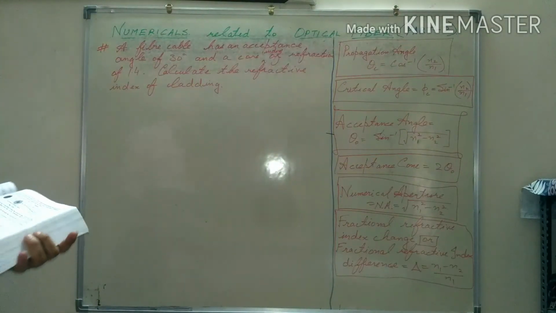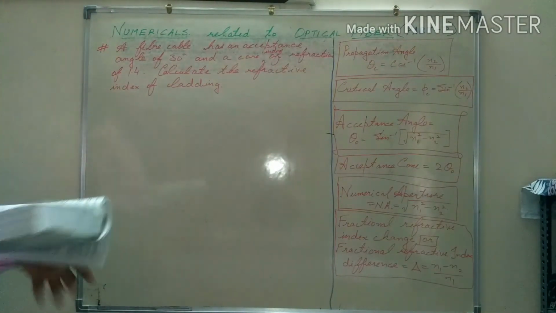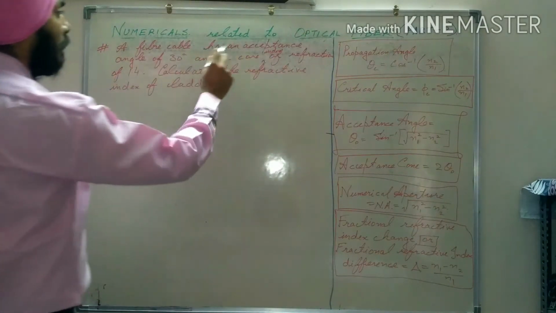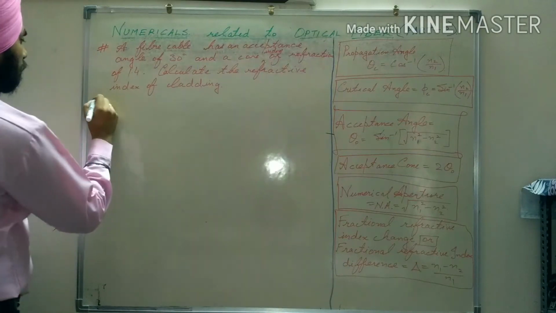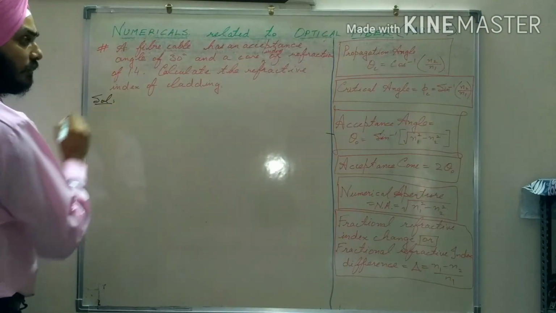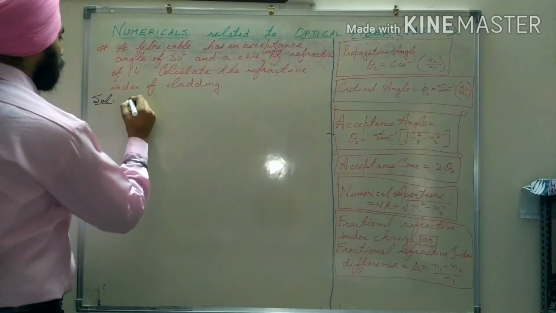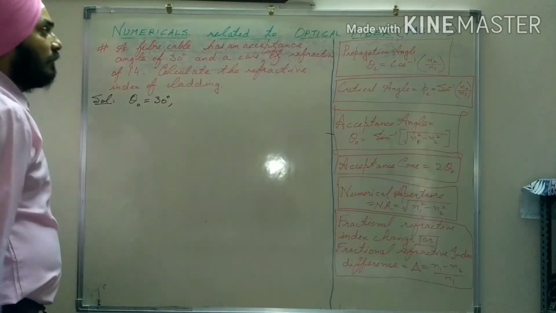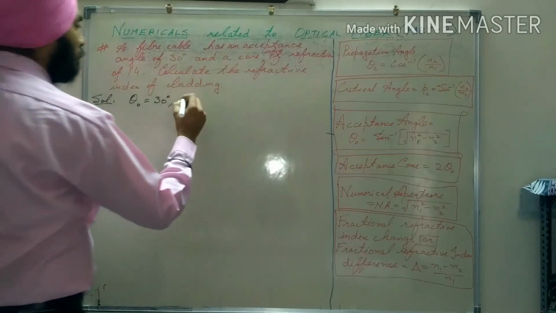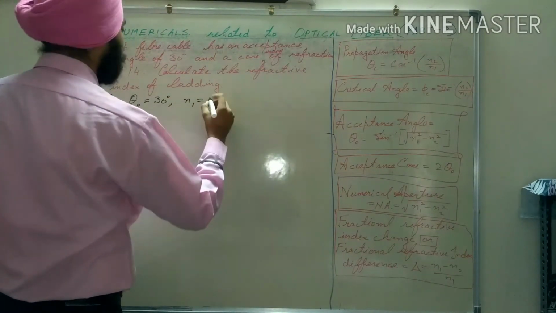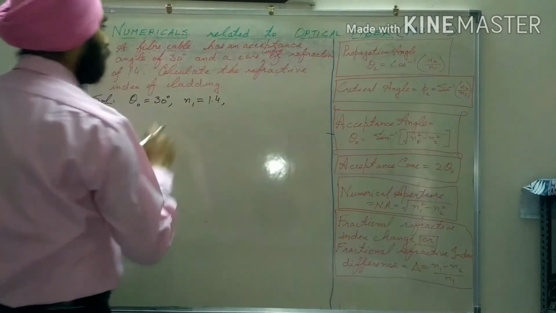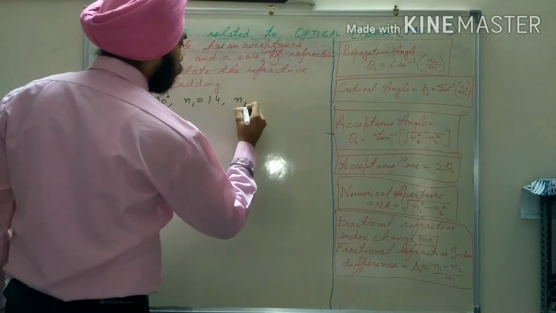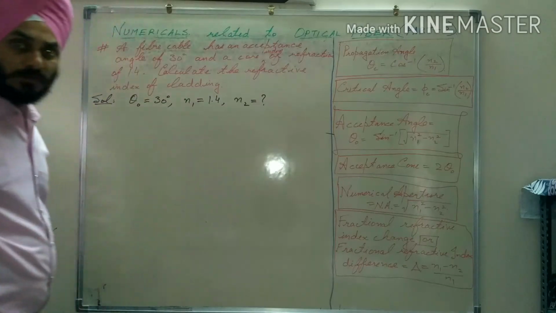So what is given in this? A fiber cable has an acceptance angle of 30 degrees. Acceptance angle is given, means theta naught is 30 degrees. The refractive index of the core is given, that is 1.4. Then calculate the refractive index of cladding, means we have to find n2.